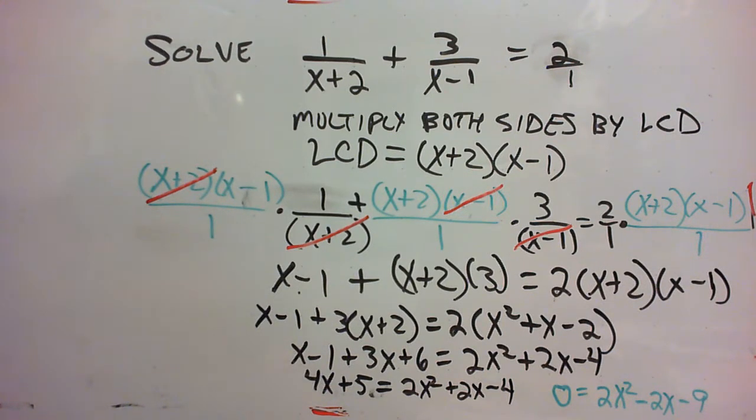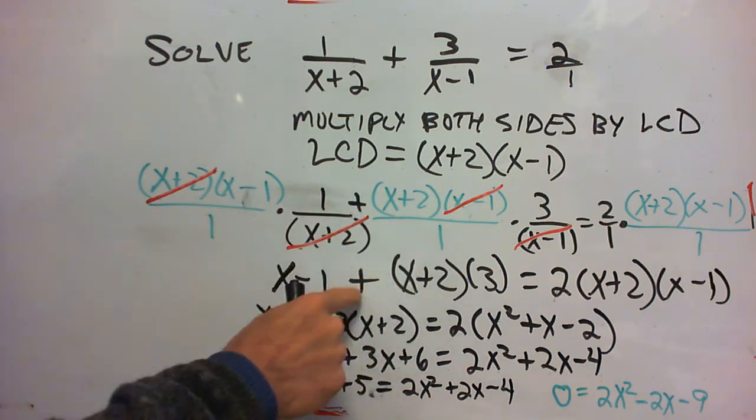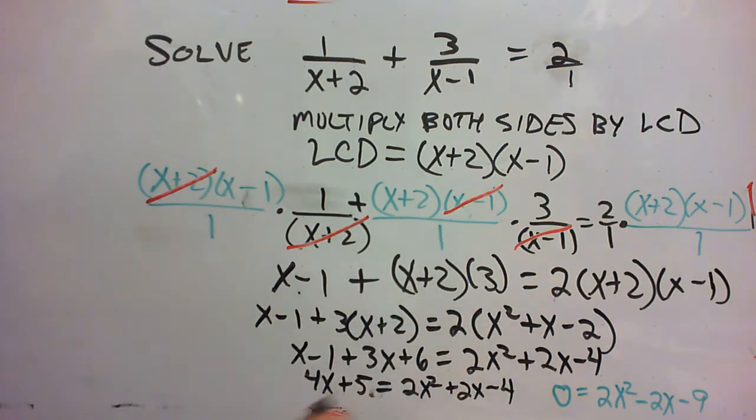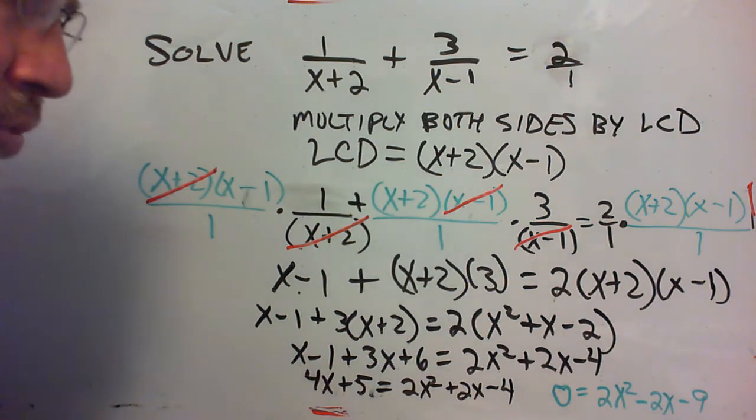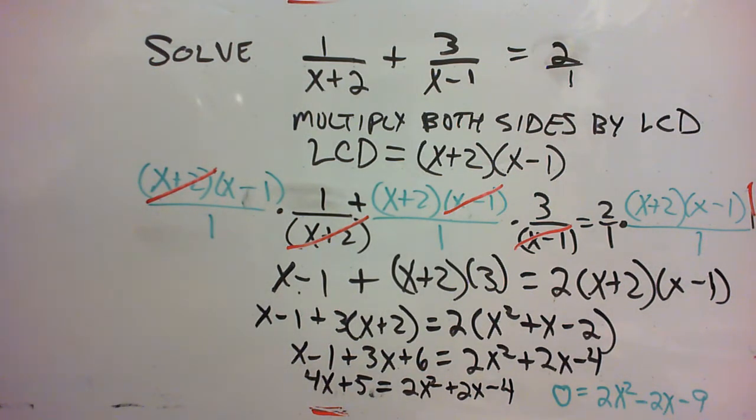So now when we do all of these steps, do the canceling, get our new equation, multiply it all out, and then get to x minus 1 plus 3x plus 6 equals, and on the right side, 2x squared plus 2x minus 4, and then move all the terms to one side, we should end up with the equation 0 equal 2x squared minus 2x minus 9. That's your simplified quadratic equation. You're not done yet. You have to solve that. And that's easiest solved with the quadratic formula.